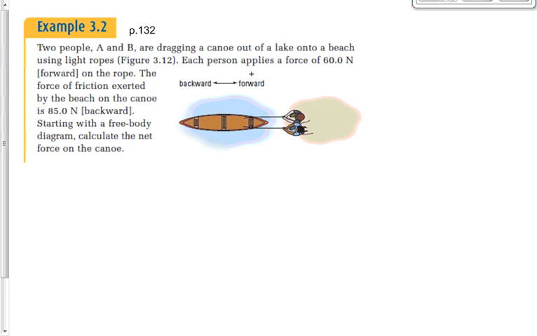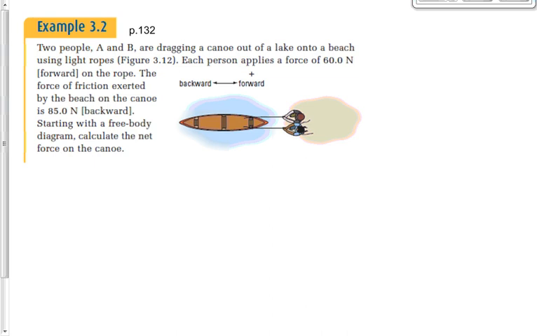Let's take a look at this example, 3.2. There's only a couple that I want to do today. This is the first one. 3.2 on page 132 says two people, A and B, are dragging a canoe out of a lake onto a beach using light ropes. Each person applies a force of 60 newtons forward on the rope. There's a force of friction acting of 85 newtons. Starting with the free body diagram, calculate the net force on the canoe. So here we don't need the acceleration, we just need the net force.